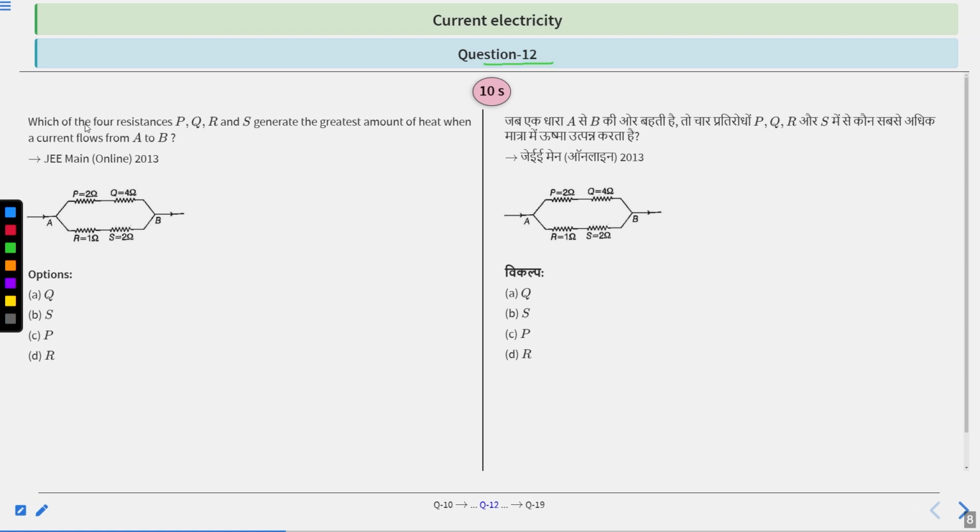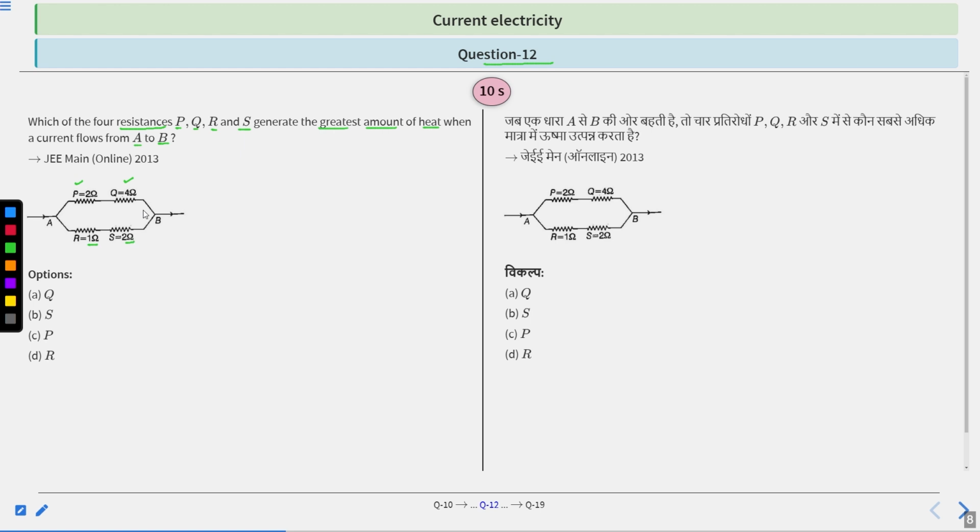Question is, which of the four resistances P, Q, R and S generates the greatest amount of heat when a current flows from A to B? This question asks about which resistance. There are four resistances. First one P, which is equal to 2 ohm. Second one is Q, which is equal to 4 ohm. Third one is R, which is equal to 1 ohm. And last, S is equal to 2 ohm.